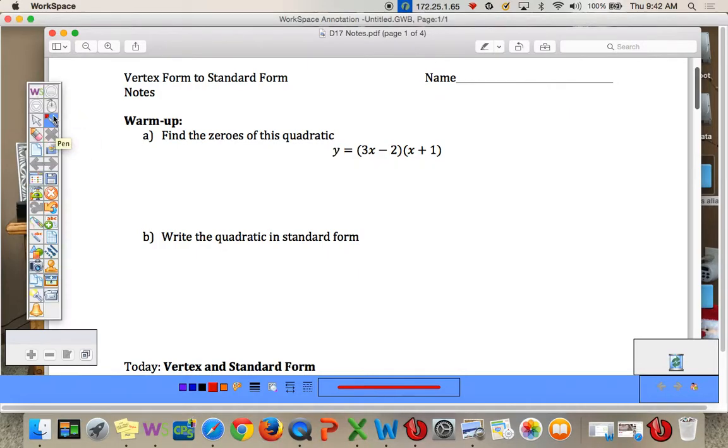Okay, more review. Can you write this quadratic in standard form? So standard or general form means no parentheses, multiply it out. You can FOIL or use a box. I prefer to use the box to multiply it out.